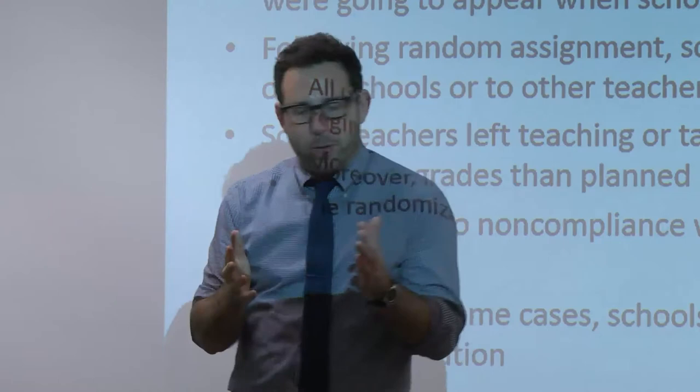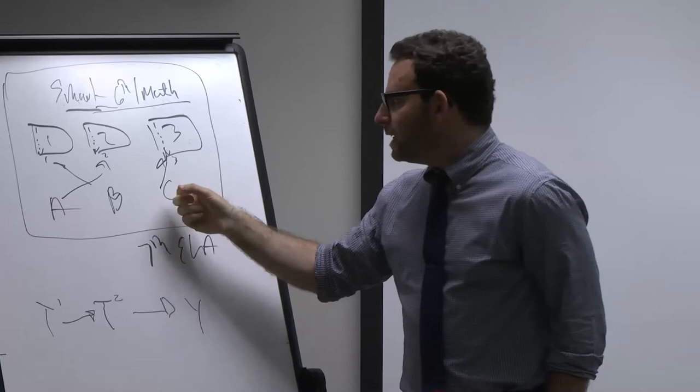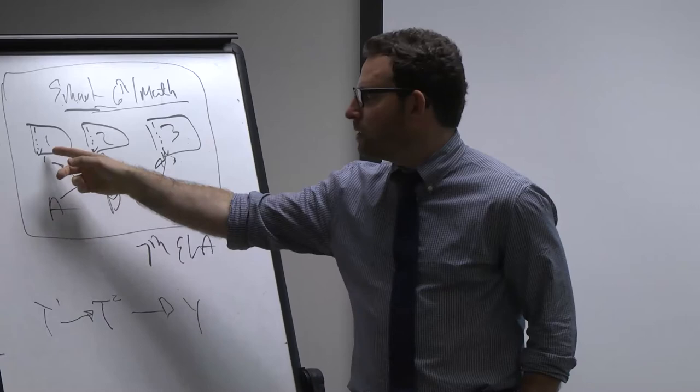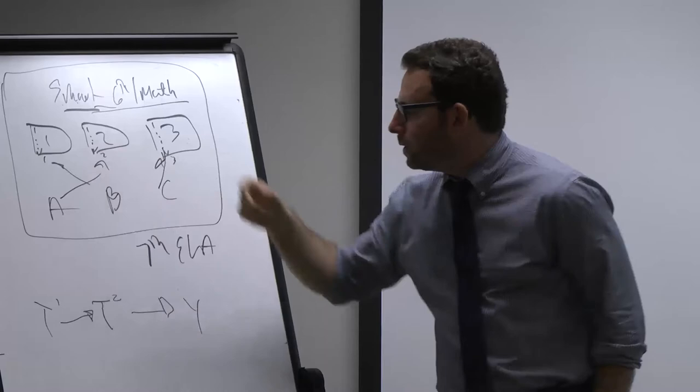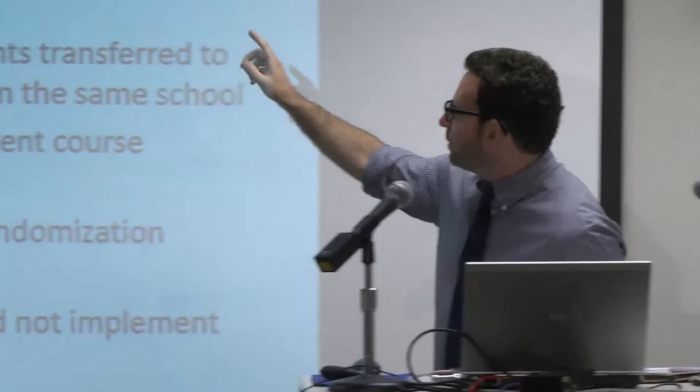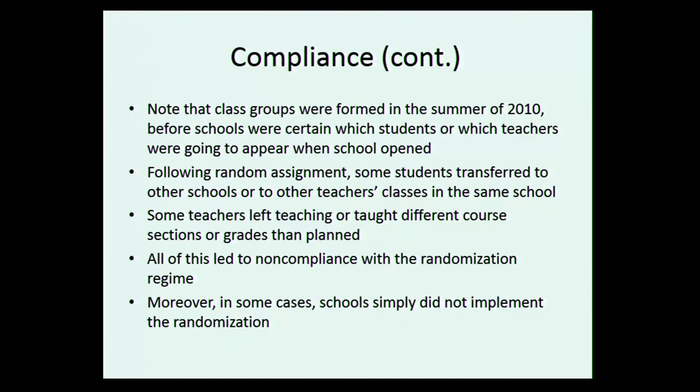So the principal's faced with that same situation. The random assignment prevents them from non-randomly putting their best friend's son in that class and the first-year teacher who doesn't know what's going on in this class, right? But again, they've got these rosters, and the kids were non-randomly assigned to the rosters in the summer of 2010. But the principals didn't know which students or which teachers ultimately were going to show up in the fall.